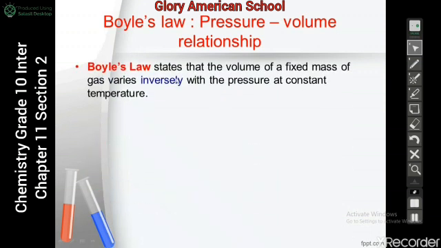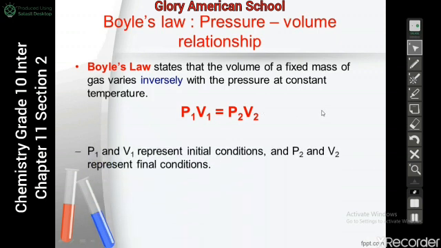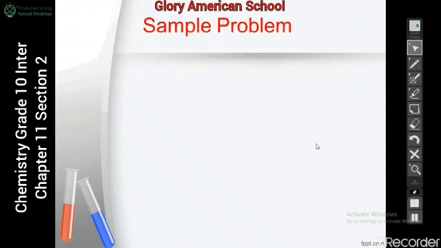Boyle's law states that the volume of a fixed mass of gas varies inversely with the pressure at constant temperature. The third factor is constant, which will give us this relation: P1 V1 equals P2 V2. P1 and V1 represent the initial condition, the condition of the particles before decreasing or increasing the volume, and P2 and V2 represent the final condition. So now let's solve a sample problem on Boyle's law.